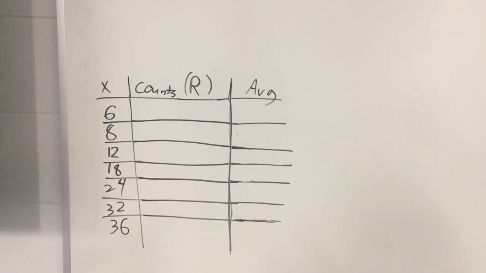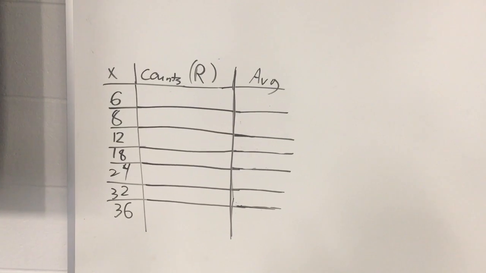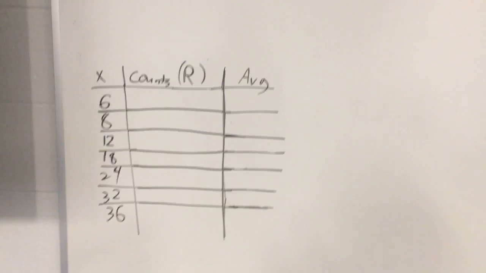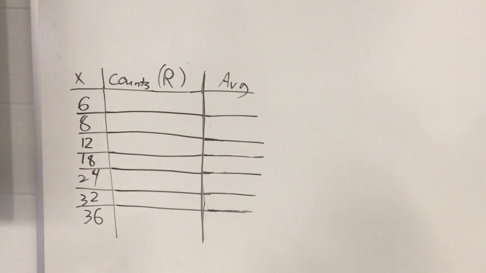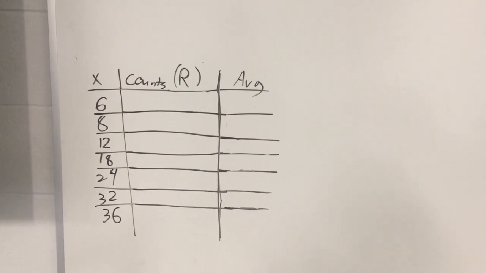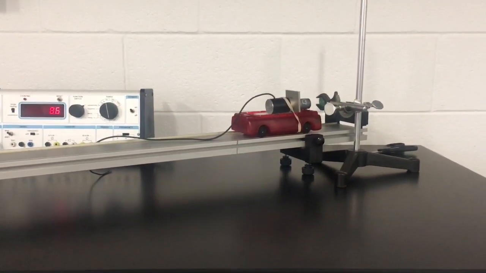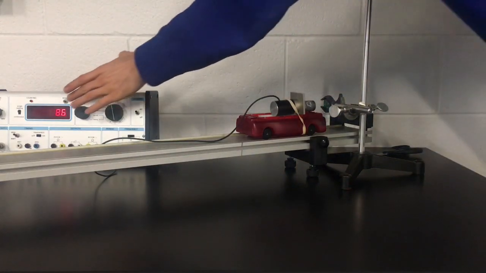This is a revised version of the table that you have in your packet. On the left, we have our distances in centimeters. And then in the middle, we are going to take 3 measurements for each distance so that we can get an average. And the average, which is on the right, is the number that you guys are going to put into the table in your packet. So I'm going to put you on a handy dandy tripod. Okay, so currently the Geiger tube is 6 centimeters away from the radioactive source. So let's begin.